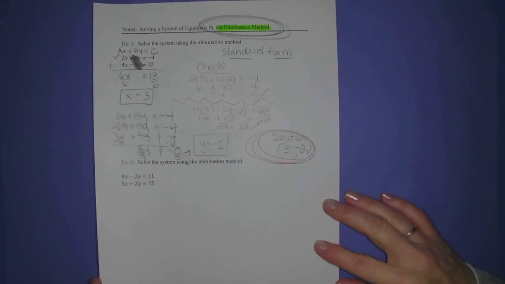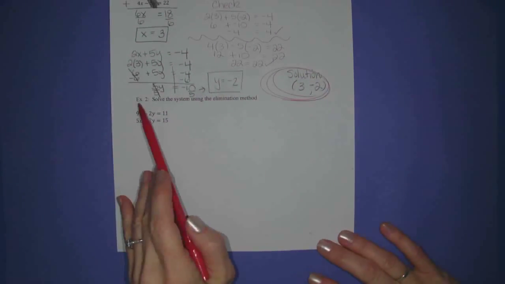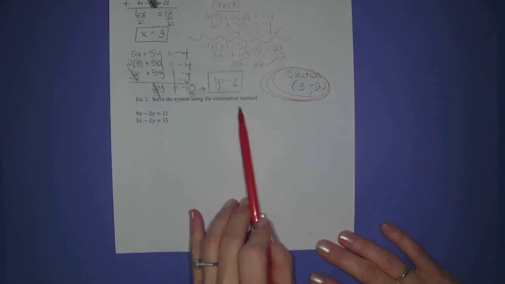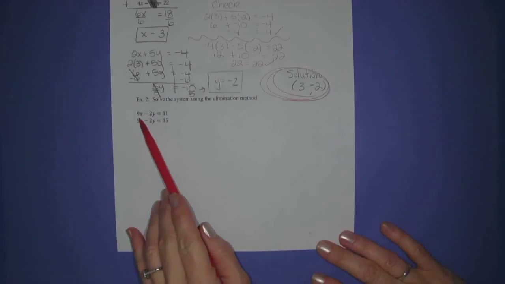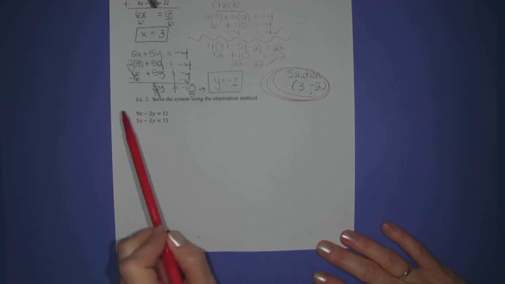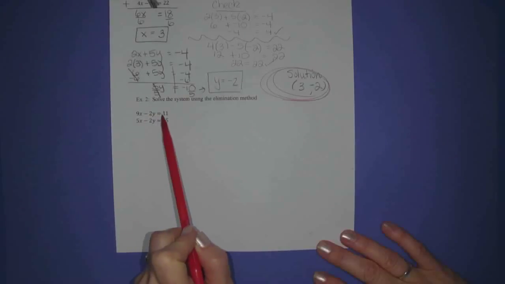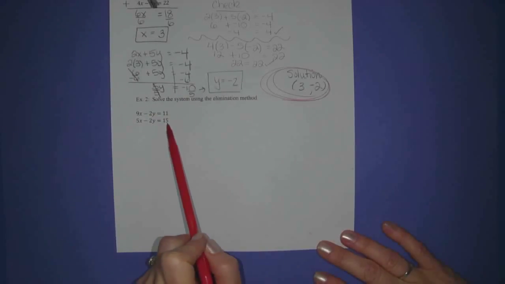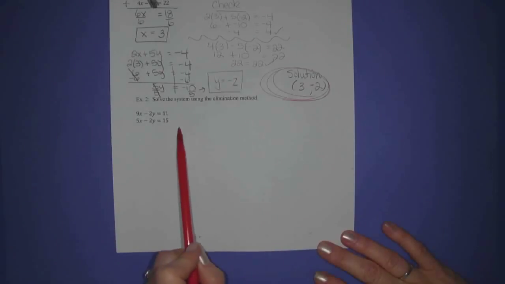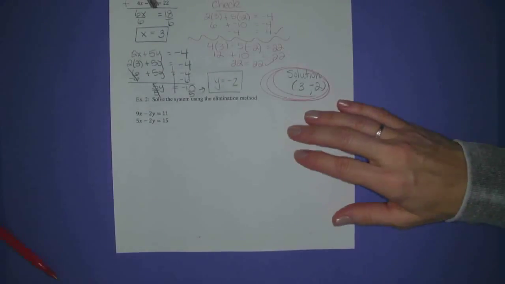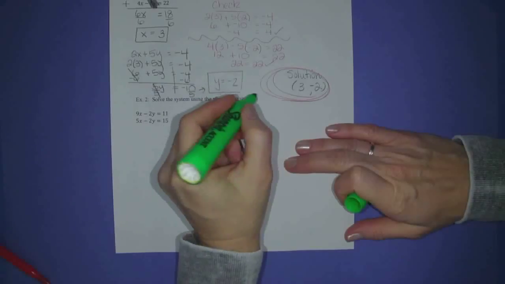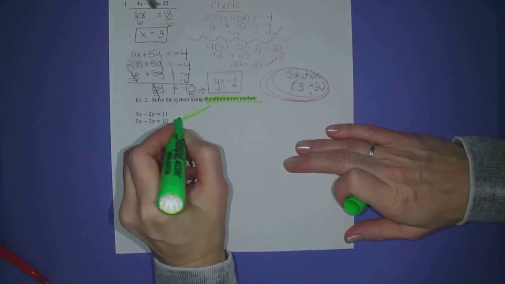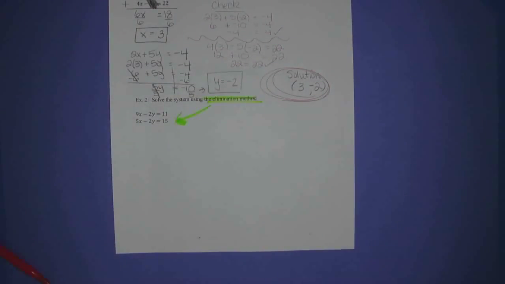Okay, great. Let's go to the next one. Example 2, solve the system using the elimination method. Okay, so we can see that both of our equations, we've got 9x minus 2y equals 11 with 5x minus 2y equals 15. They're both in standard form, so I'm already thinking elimination is a great choice here since both are in standard form. But watch what happens here.